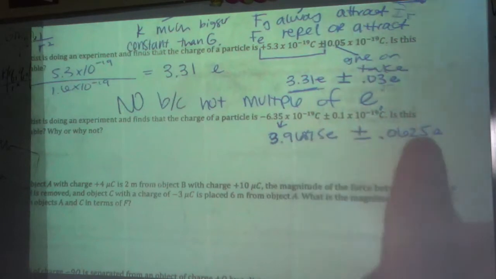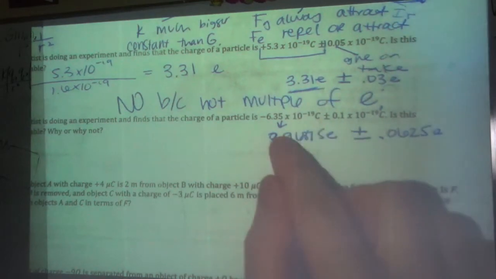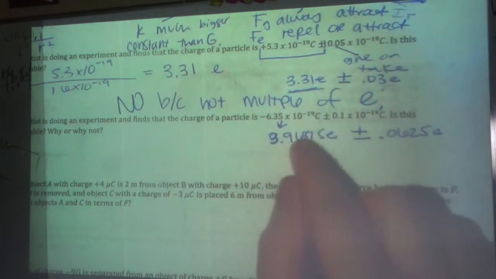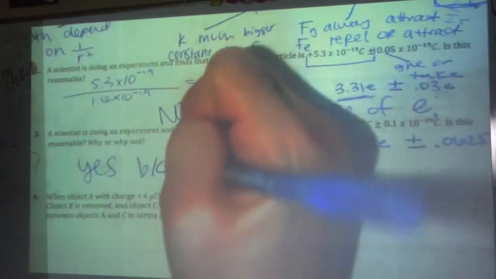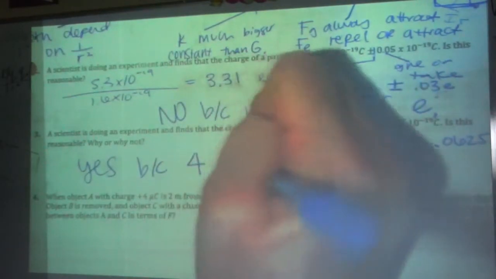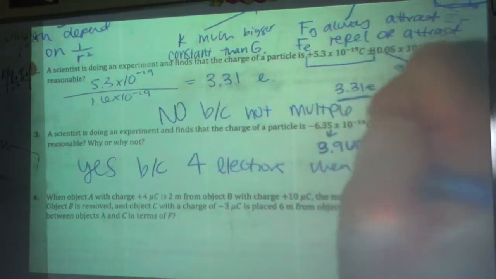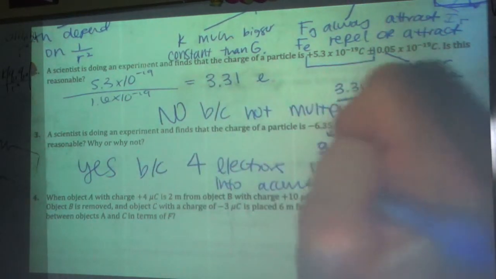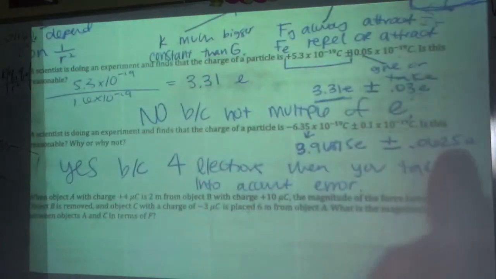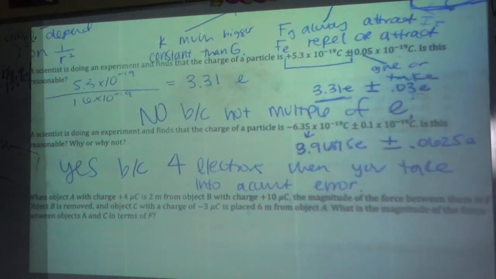So yeah, and you don't have to actually add 0.0625, right? It's give or take within. So if I add just 0.03 something, that gets me to 4, so that's within my margin of error. So yes, this is reasonable, because this is 4 electrons when you take into account the error, the plus or minus, whatever your give or take error is.